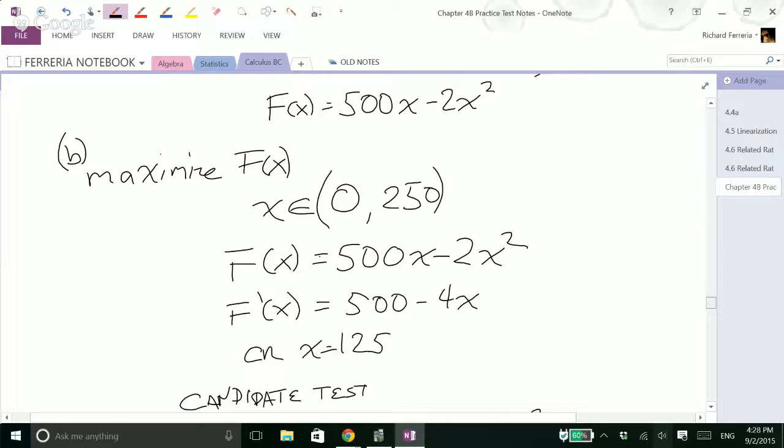And now it's just a matter of derivatives. So f prime is 500 minus 4x. Set that equal to 0, and your critical number is 125.